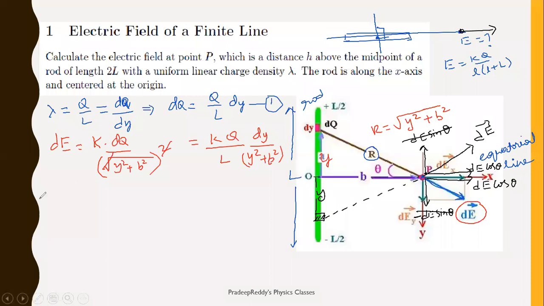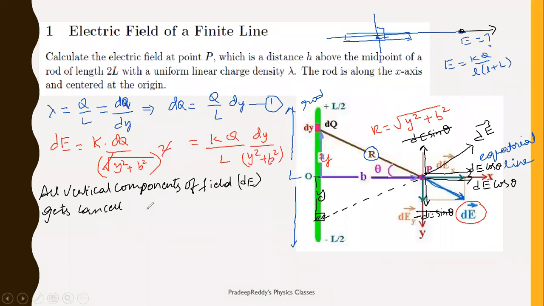So all vertical components of field dE get cancelled, only horizontal components are left over.